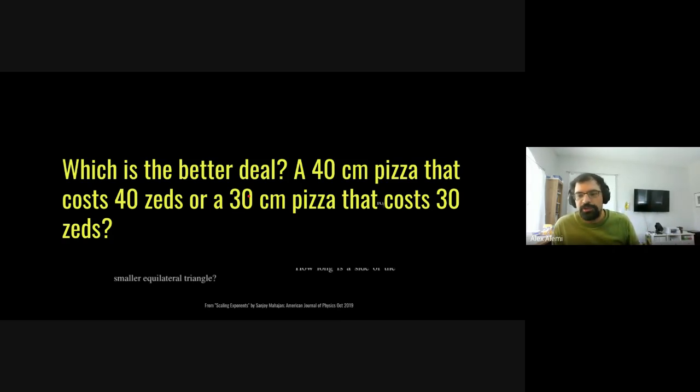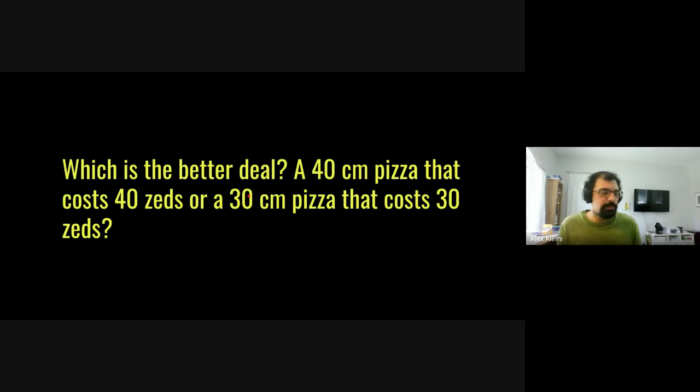But the point is, you don't have to do any of that. We know that area goes like length squared, so the deal that you're getting, the amount of pizza per money, is going to go like length squared over money. 40 squared over 40 is 40. 30 squared over 30 is 30. So the 40 centimeter 40 Zed pizza is a better deal because 40 is bigger than 30. You don't have to do any work.